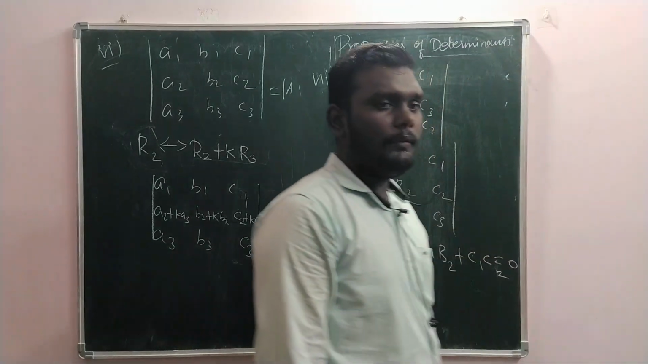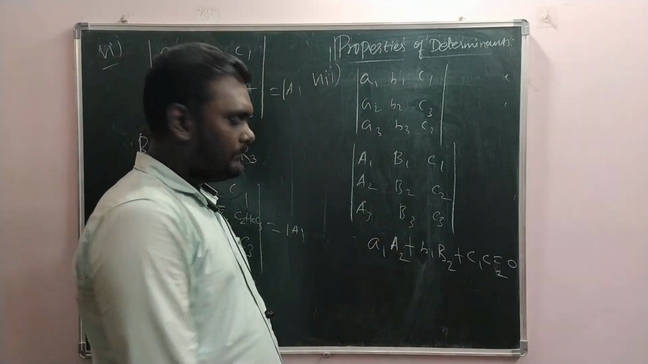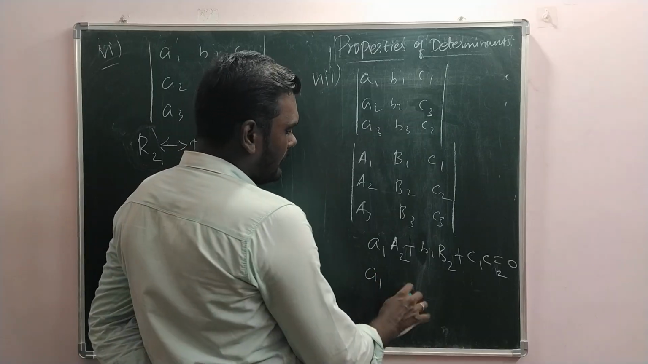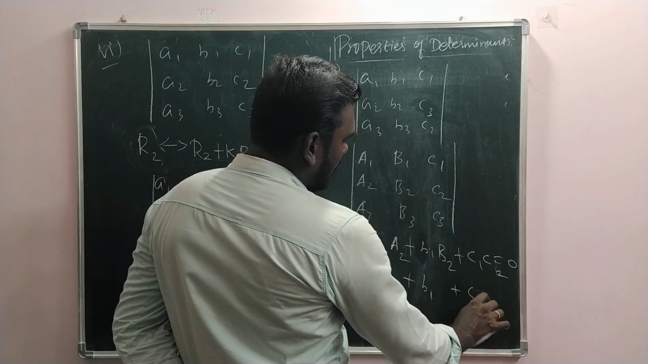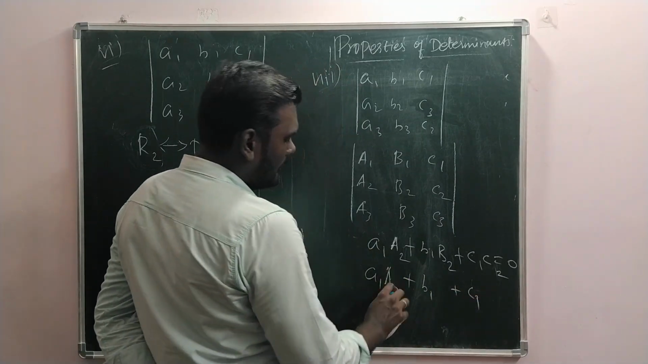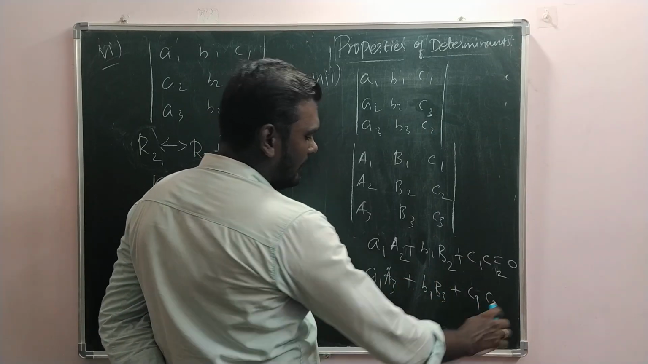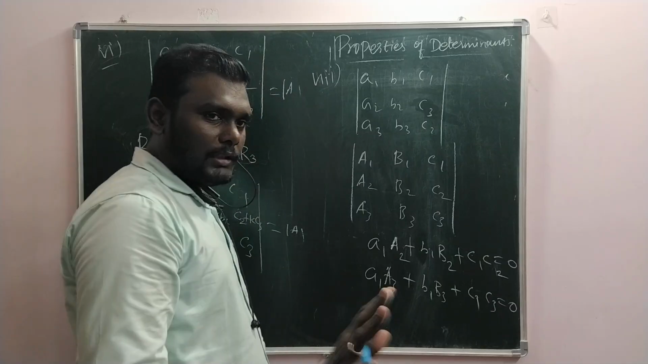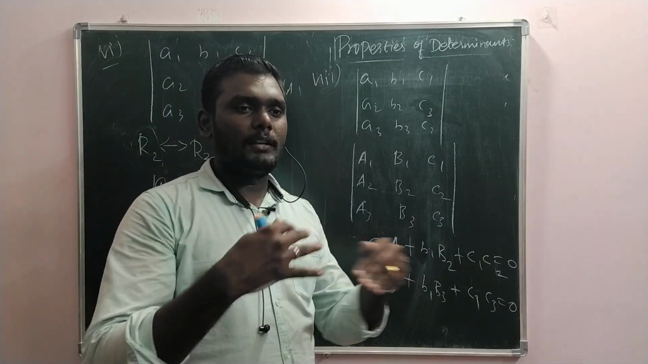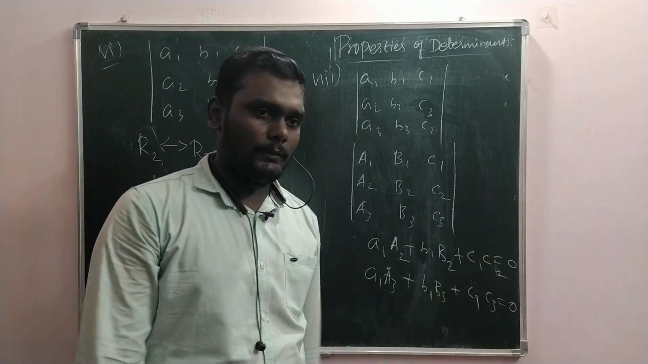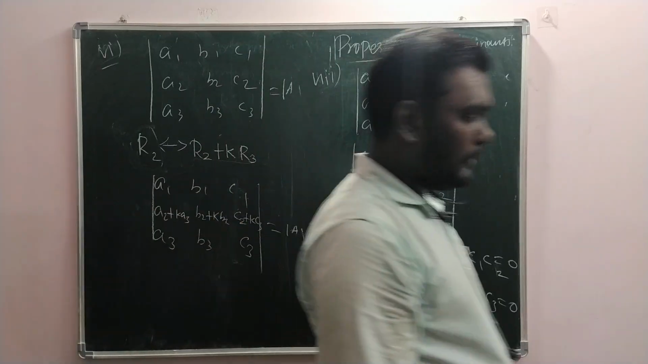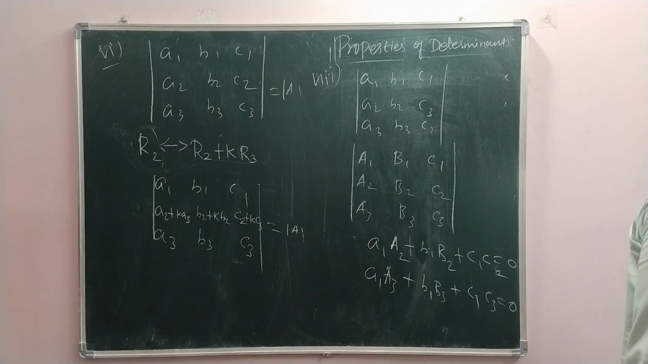See, I multiplied the first row elements with the cofactors of the second row elements. In the same way, first row elements multiplied with the third row elements' cofactors A3, B3, C3. If I multiply like that, the result also will become 0. So the thing is, if you mismatch the cofactors and the elements, the answer will be 0. That is the eighth property. And then the ninth one.